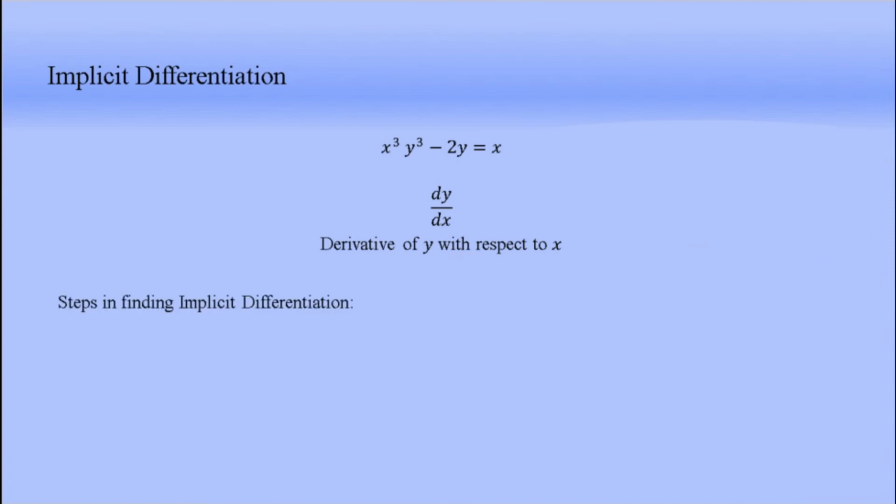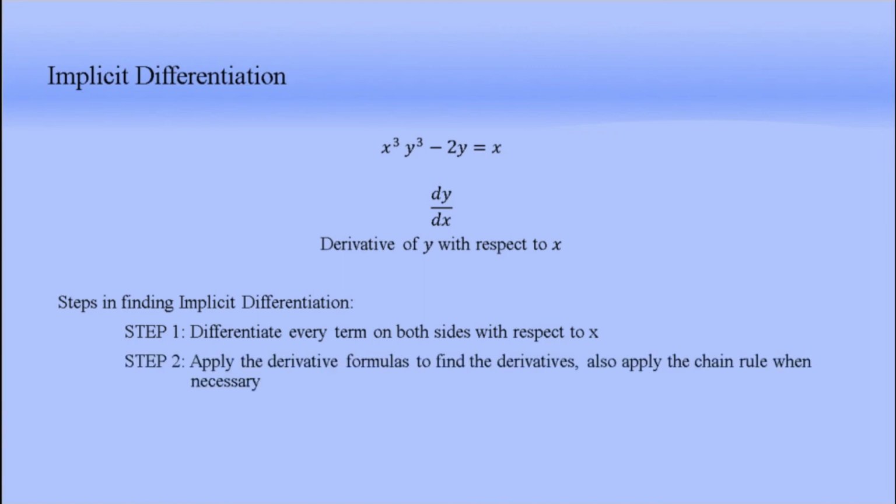So how do we find the implicit derivative of a function? Step 1 is to differentiate every term on both sides with respect to x. The second step is to apply the derivative formulas to find the derivatives, and also apply the chain rule when necessary. And then step 3 is to solve for dy dx, or the derivative of y with respect to x.